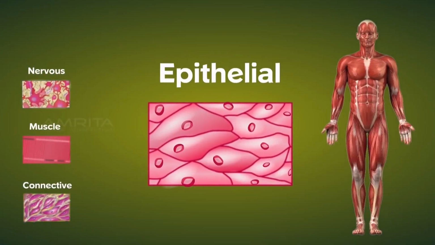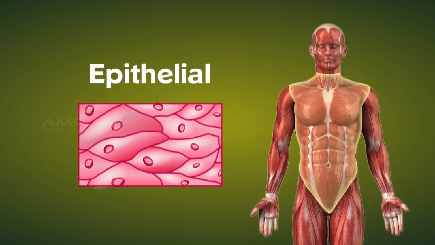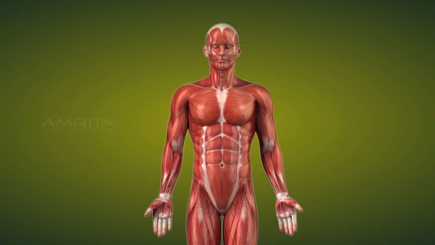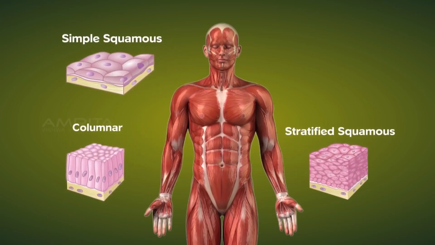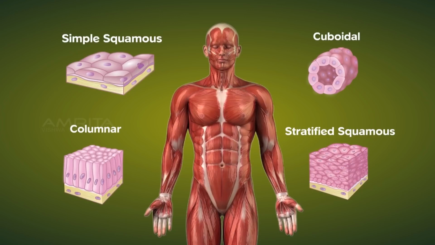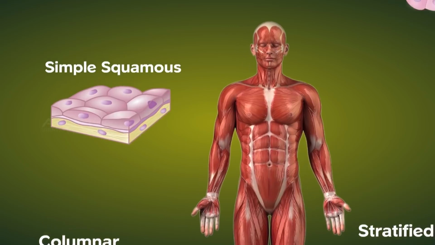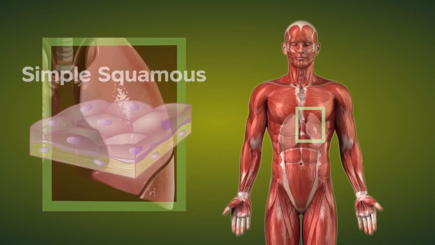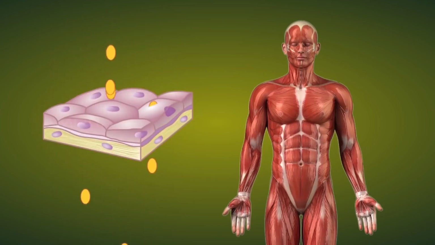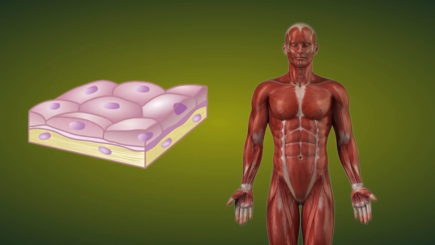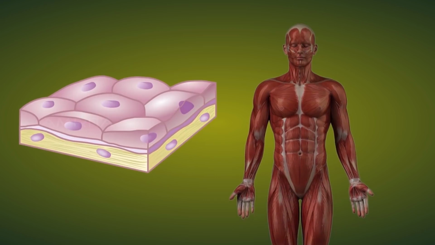Let's first look at the epithelial tissue. This tissue covers and protects the internal and external surfaces of the animal body. Epithelial tissue is subdivided into simple squamous, stratified squamous, columnar, and cuboidal epithelium based on the shape and function of their cells. The simple squamous epithelium is found in the lining of the alveoli and allows transport of small molecules across the membrane. It is extremely thin, flat, and single-layered.